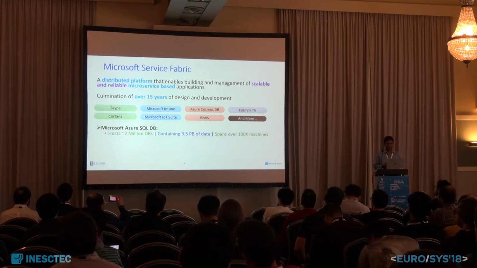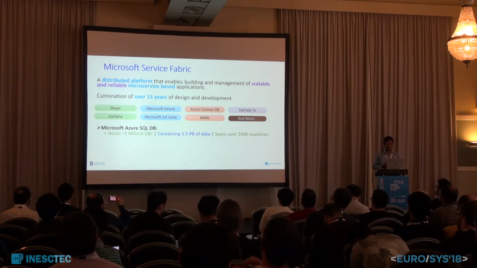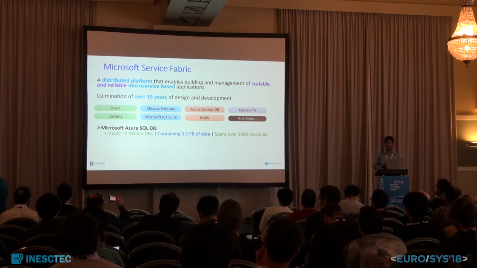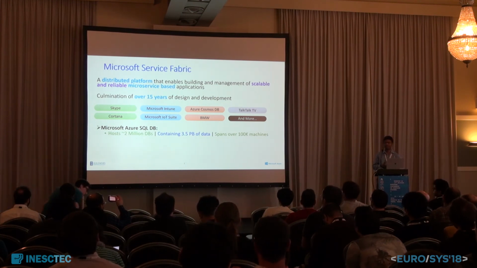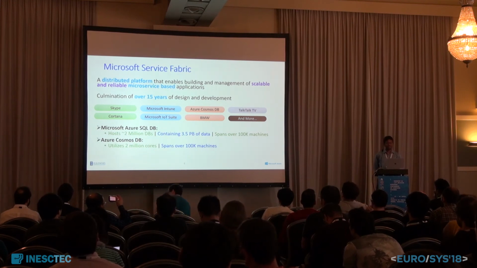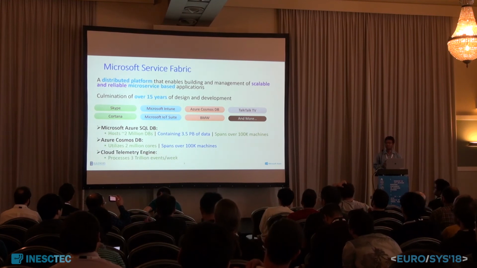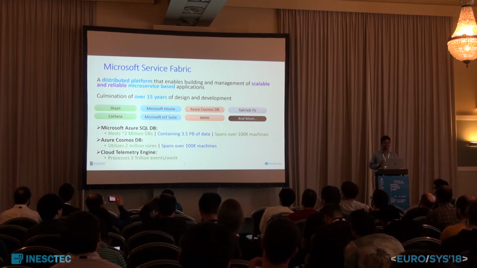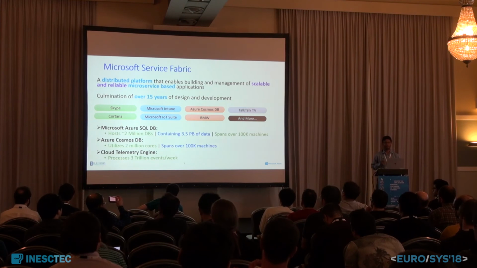Microsoft Azure SQL DB hosts 2 million DBs containing 3.5 petabytes of data, which spans over 100K machines. Azure Cosmos DB utilizes 2 million cores, which spans over 100K machines. And Microsoft Cloud Telemetry Engine processes 3 trillion events per week.